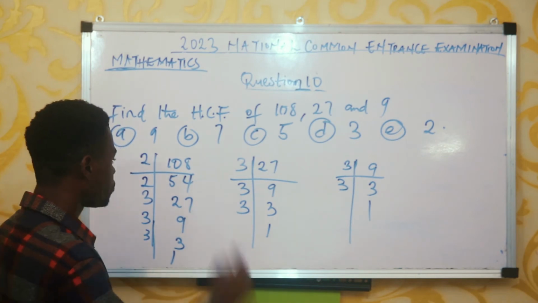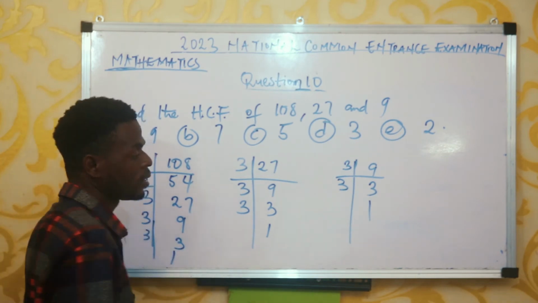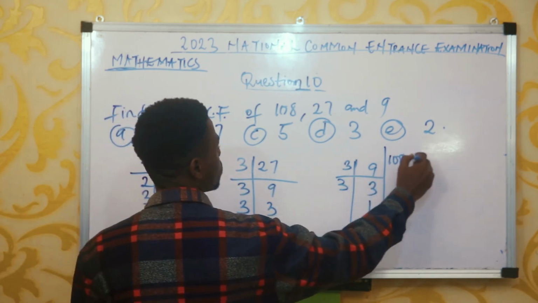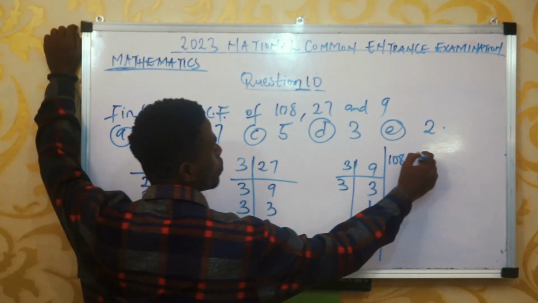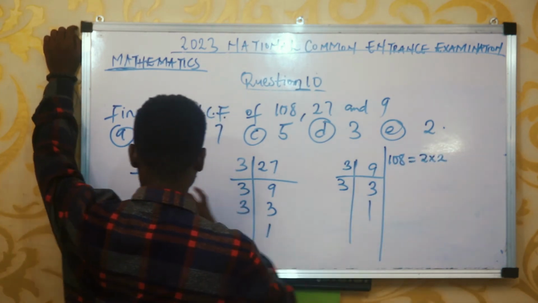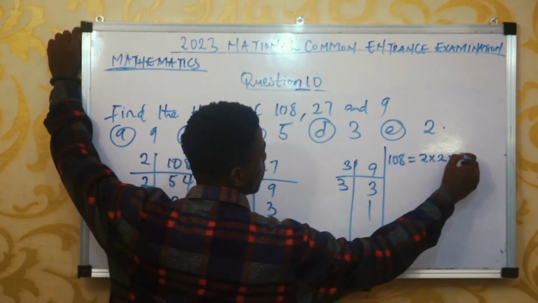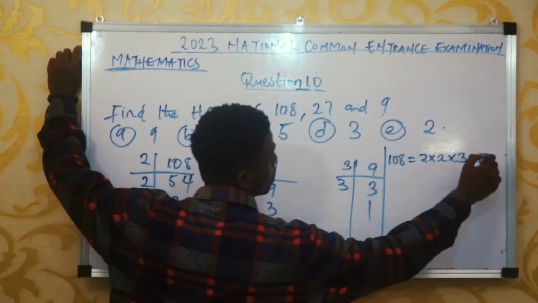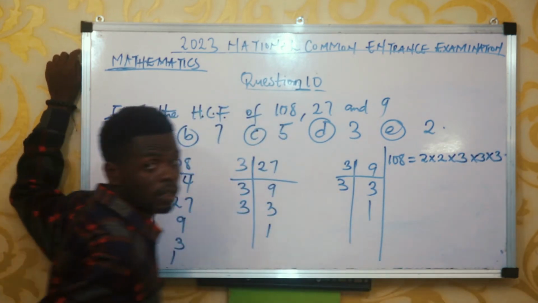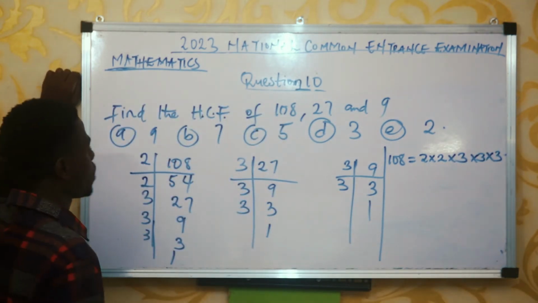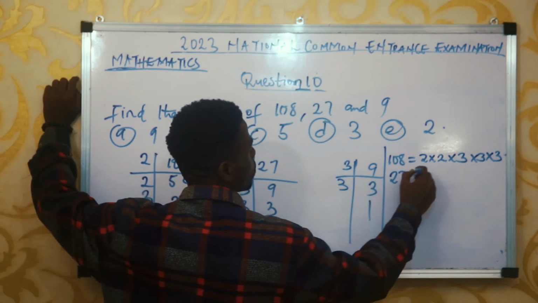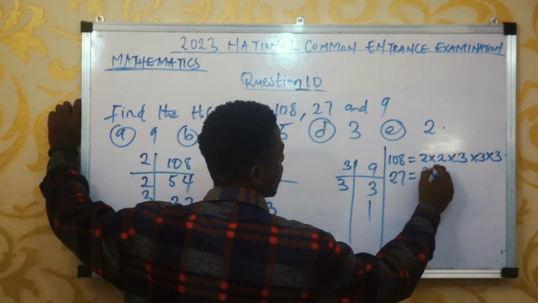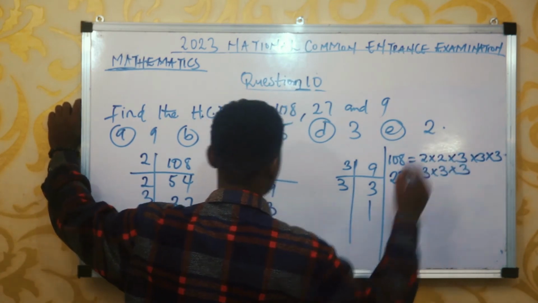Now let's find our HCF. The first one is 108. So we have 2 times 2 times 3 times 3 times 3. That's for 108. The second one is 27, which is 3 times 3 times 3.